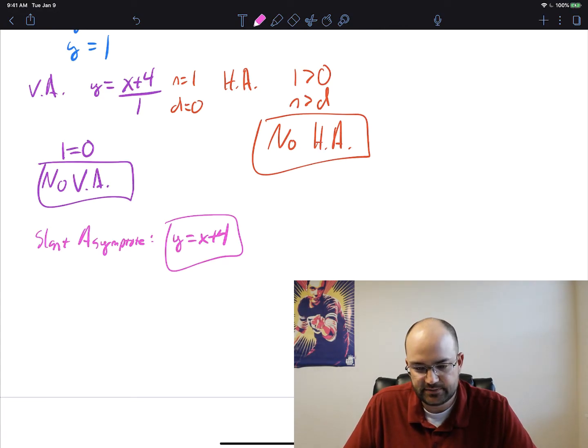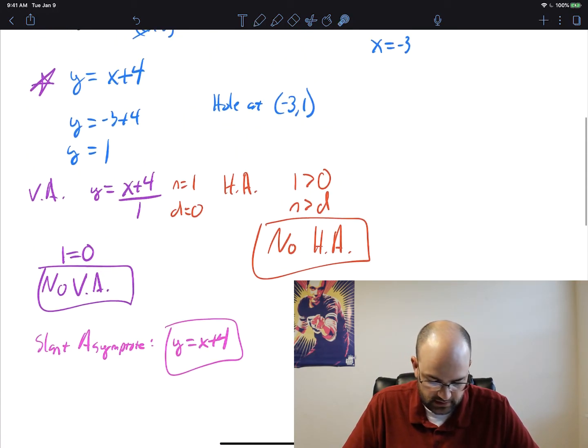Well, the slant asymptote, aka oblique asymptote, tells us what the function is doing as x gets really, really large or really, really small. And in this case, it's exactly what the function is doing. It's not an approximation, it's exact, simply because the simplified form is actually y equals x plus 4.